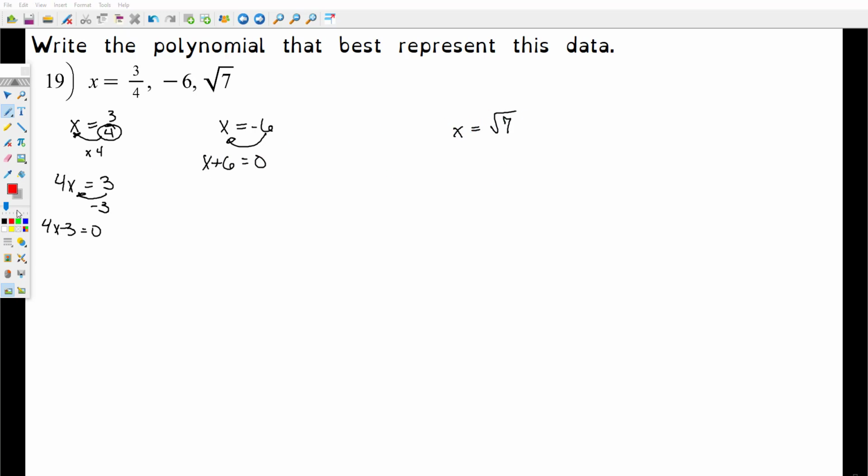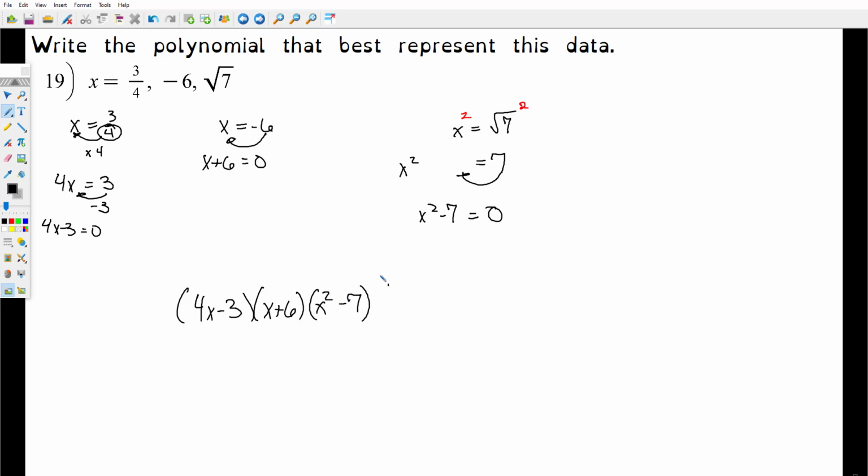Now to get rid of this one, we can't have the square root over on the other side, so I need to square both sides. And so that gives me x squared, excuse me, I jumped a step there, is equal to 7. And I move the 7 over, so x squared minus 7 is equal to 0. So I set up my equation, and it's 4x minus 3, x plus 6, and x squared minus 7.